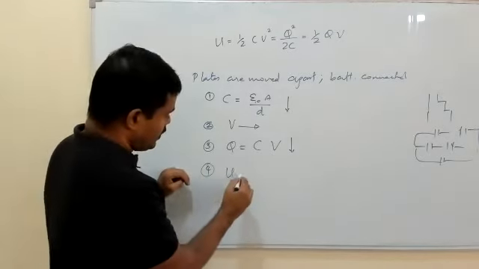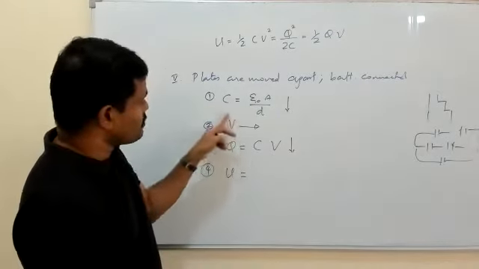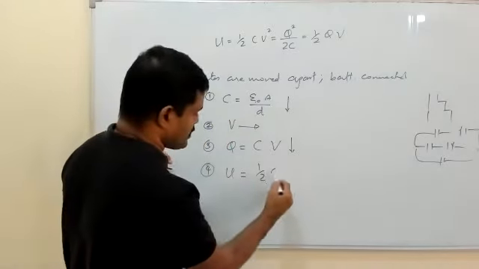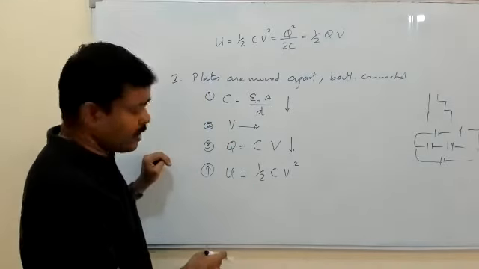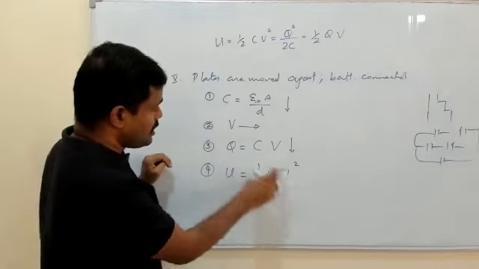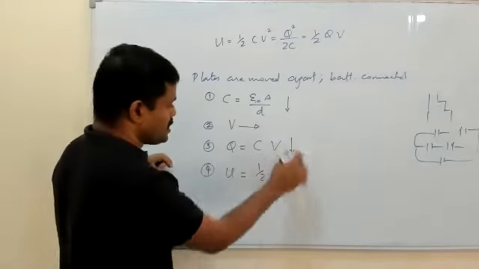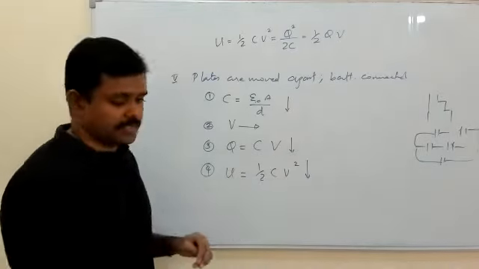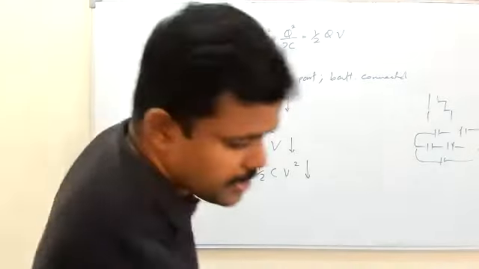Fourth one, energy. Which equation should I choose? An equation with V in it. So I go for half CV squared. What's happening to half CV squared? Half is a constant. V is a constant, but C is decreasing. So energy decreases. Hope you understood this.